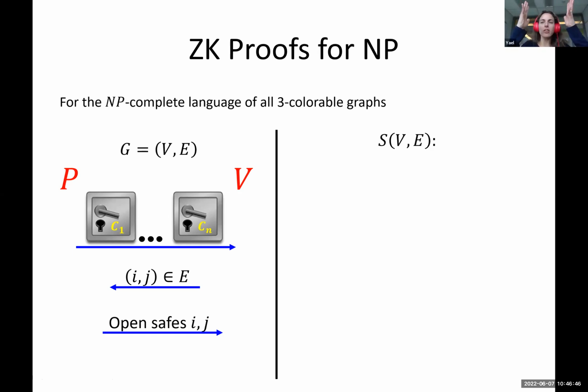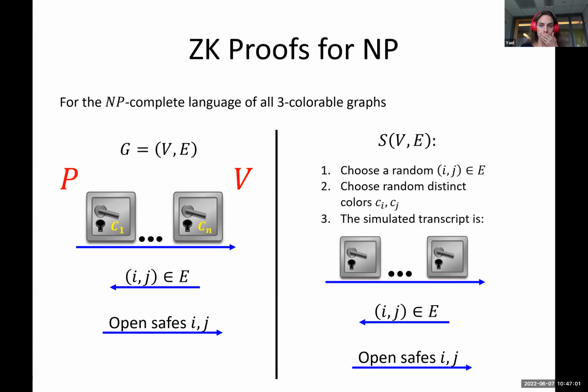He wants to say, look, I can generate this transcript on my own without the prover. So I didn't learn anything. What did I learn? A transcript that I could generate on my own. So I really didn't learn anything. How will I generate this as a verifier, or the simulator? How will I simulate this transcript on my own?